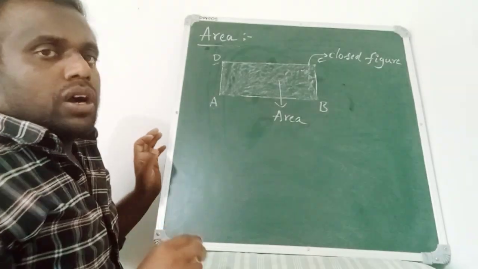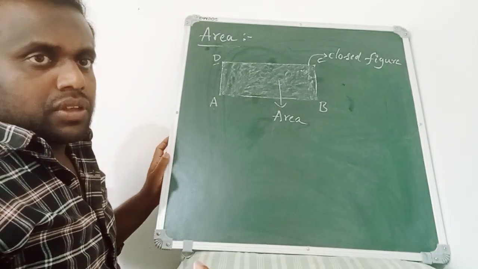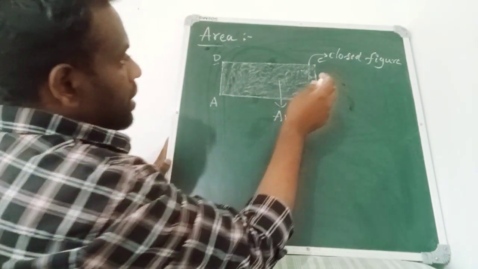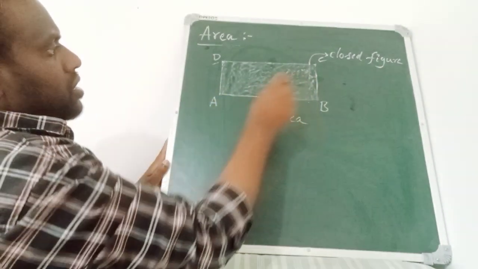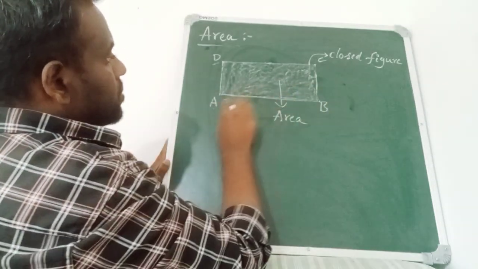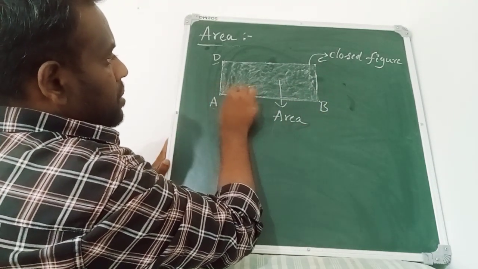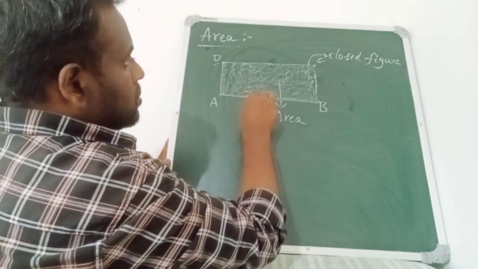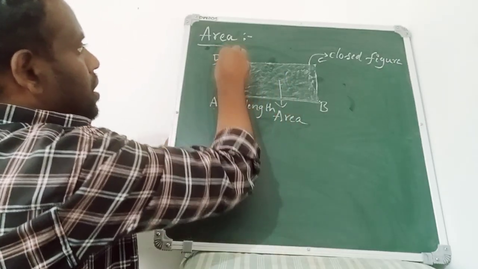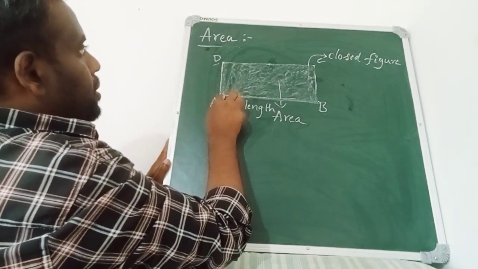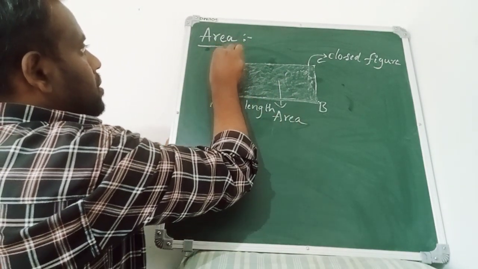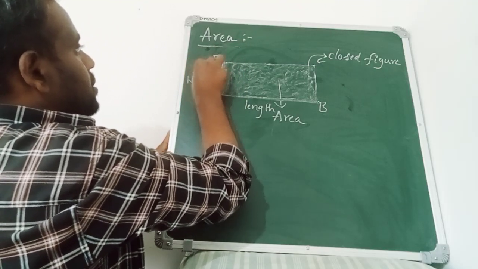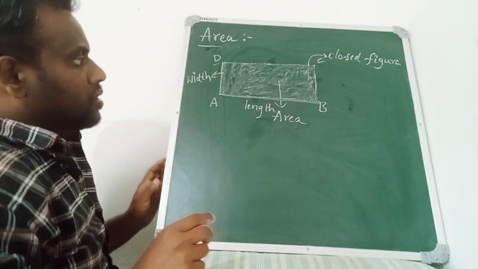Now for example, how to find area. This is the rectangle, right? Rectangle means you go like this, four corners will be there. AB is the length. From point A to point B, this is the length. And this one, from point A to point D, this is the width.